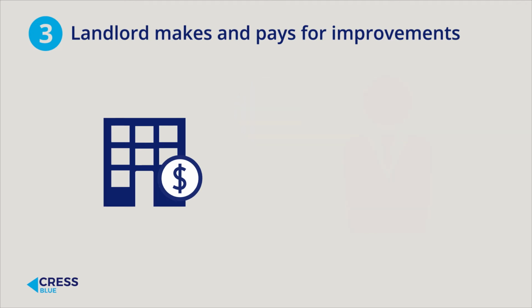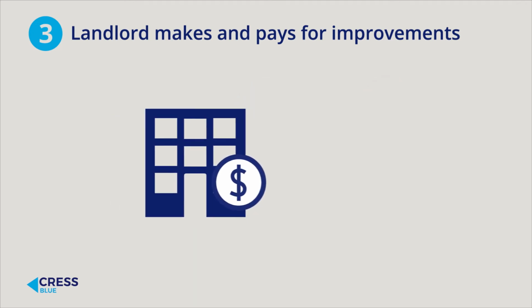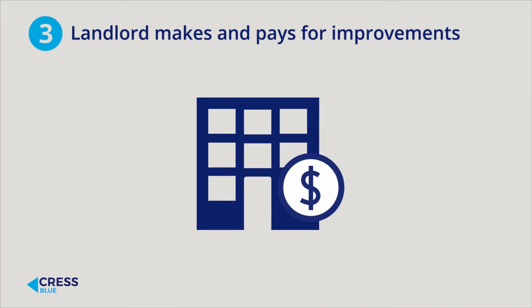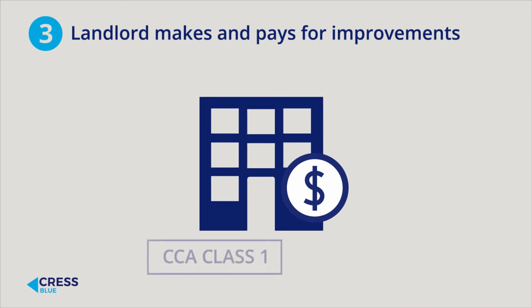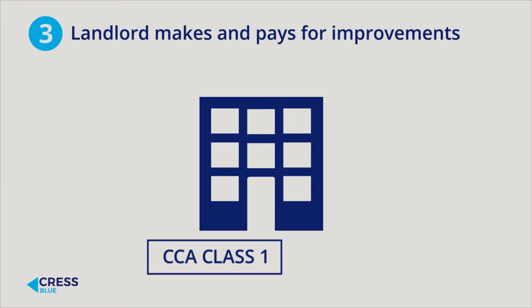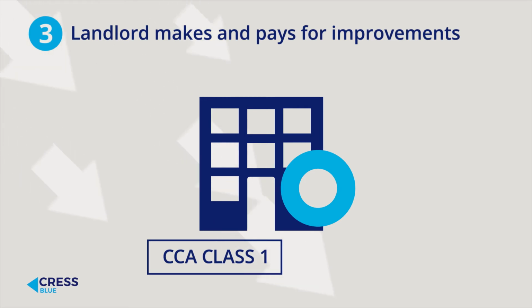If the landlord makes the improvements and pays for them, and if the costs are of a nature that isn't specific to a particular tenant, the cost can be capitalized to the building. When this happens, for tax purposes in Canada, those costs are categorized as CCA Class 1, and a declining balance depreciation rate of 4% is used. The base rent is then treated as rental income only.